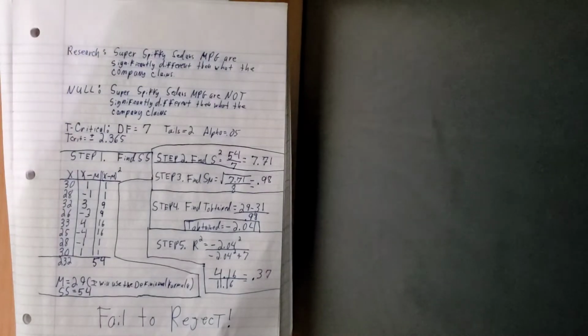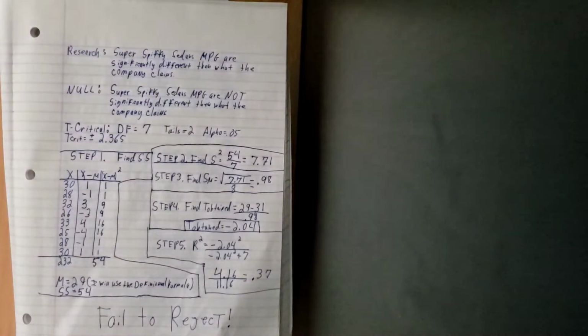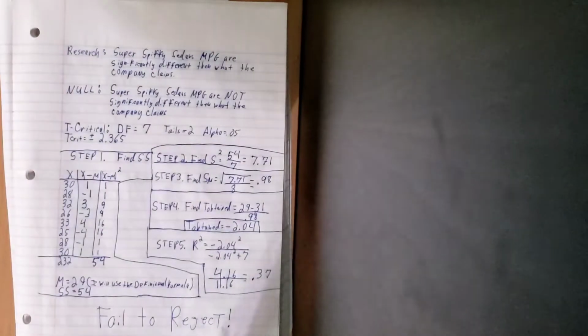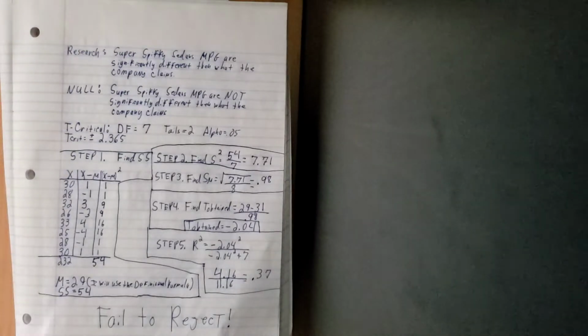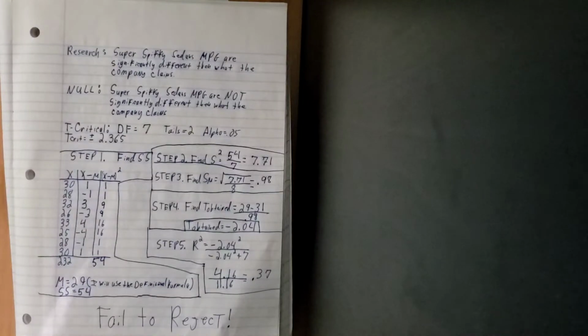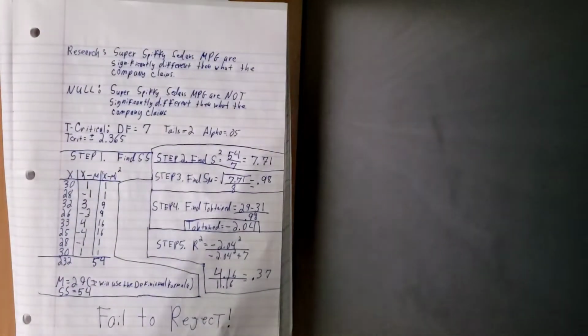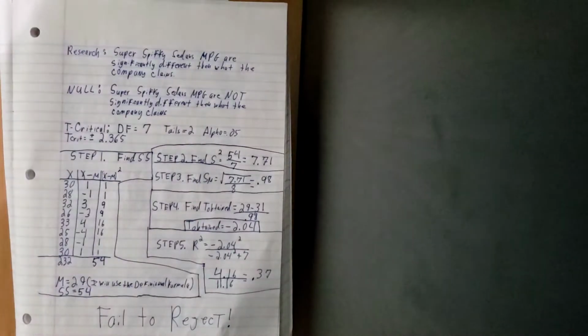So in this case, the research hypothesis would be super spiffy sedans' miles per gallon are significantly different than what the company claims. And then the null hypothesis would be super spiffy sedans' miles per gallon are not significantly different than what the company claims. Okay, so that's the first two questions of this question.